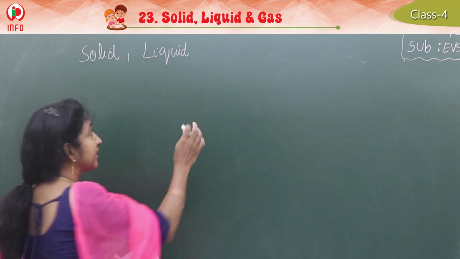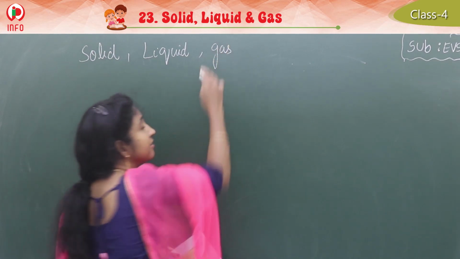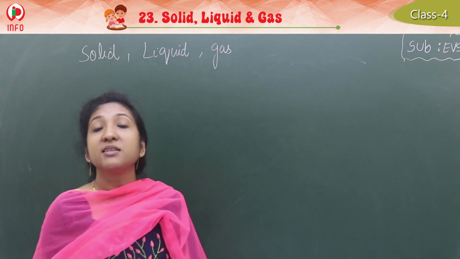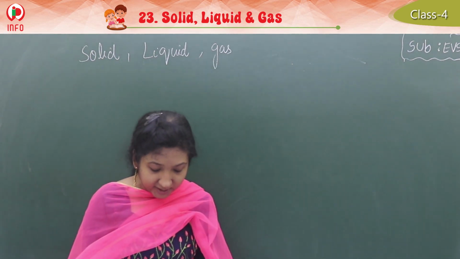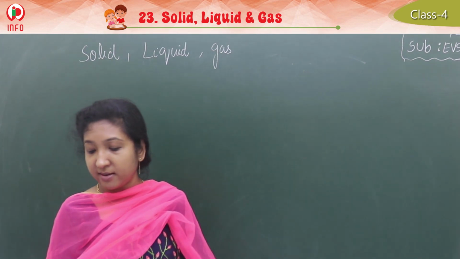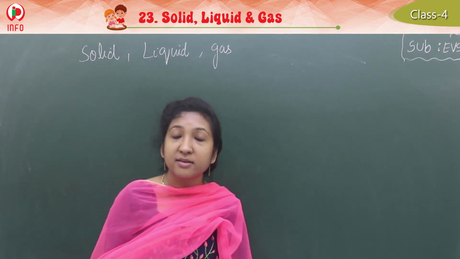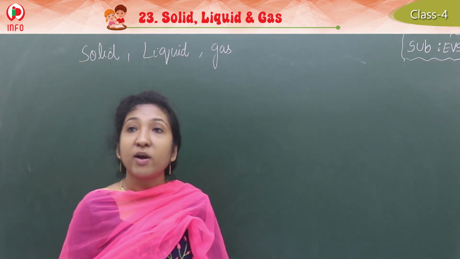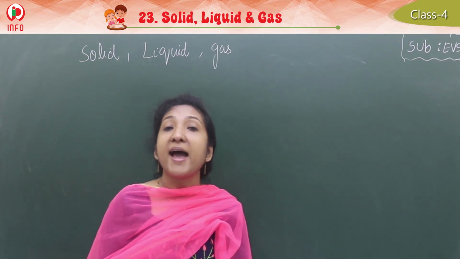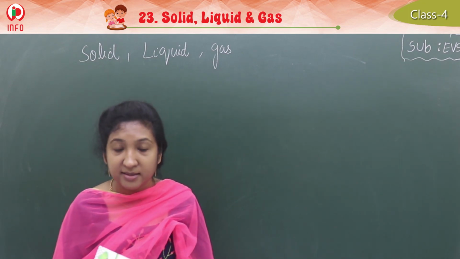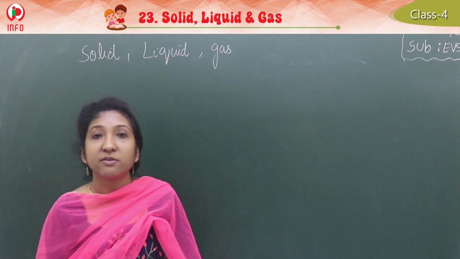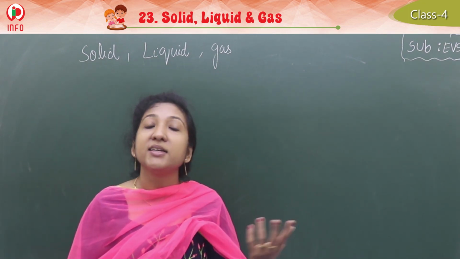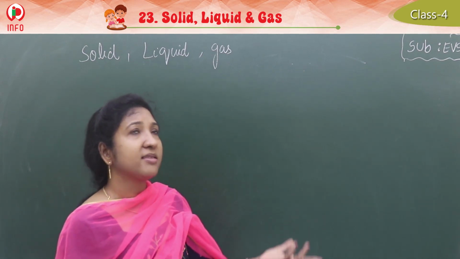So matter exists in three states: solid, liquid and gas. The things around us are either solid, liquid or gas. Solid we learned. What is solid actually? Examples we can say are chair, table, book, rock, stone, desk, car.